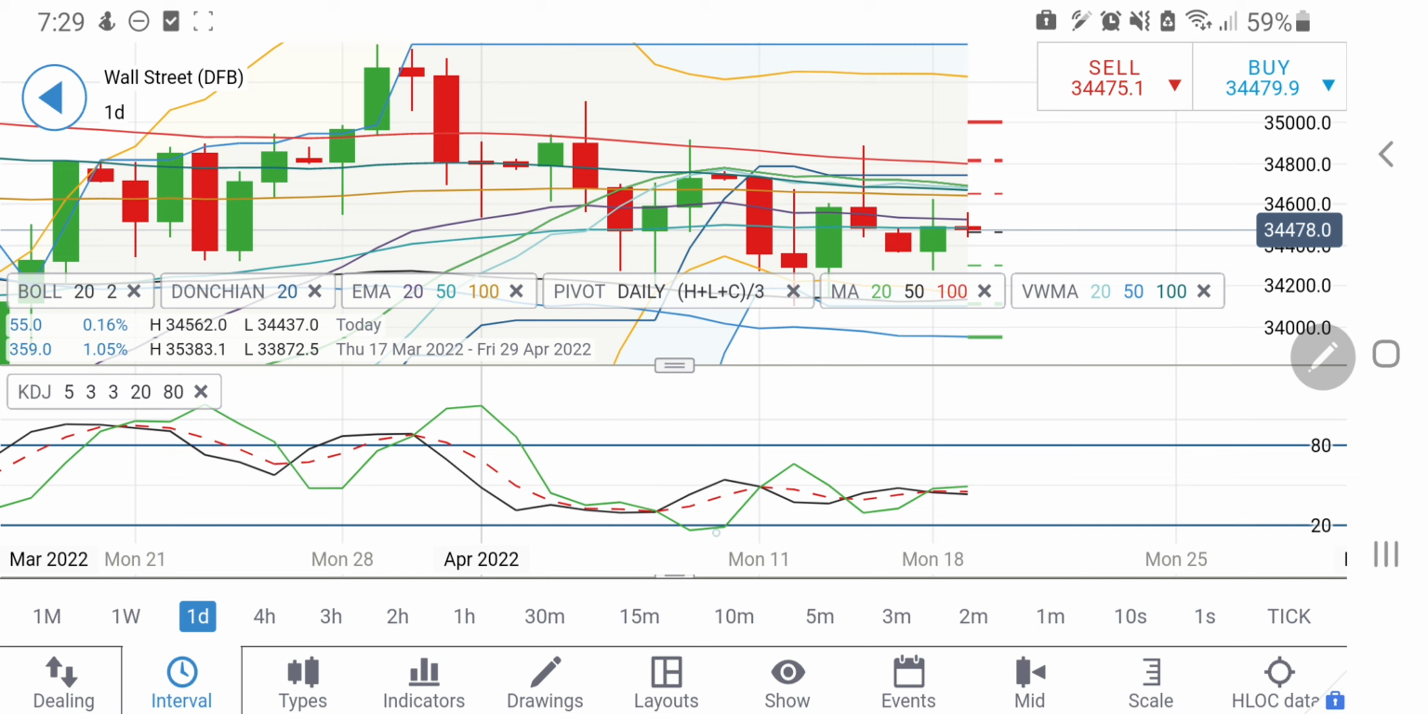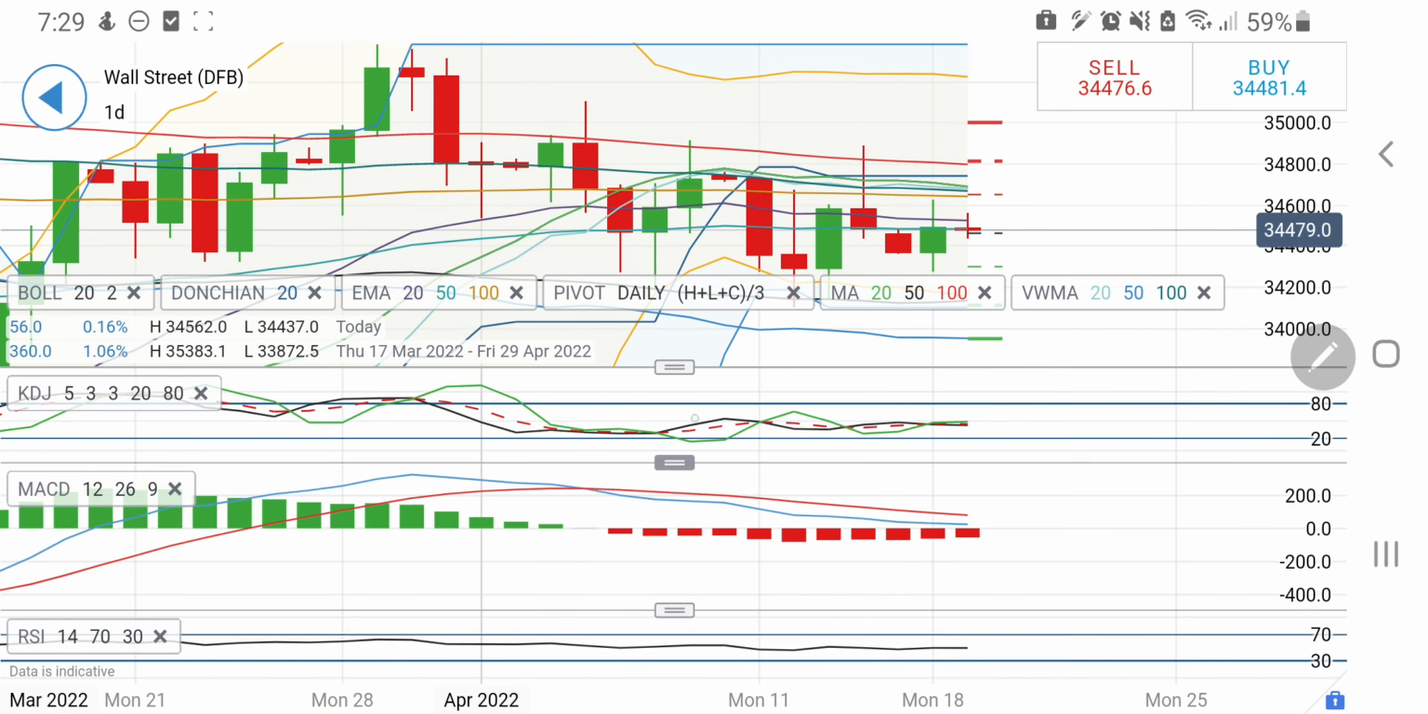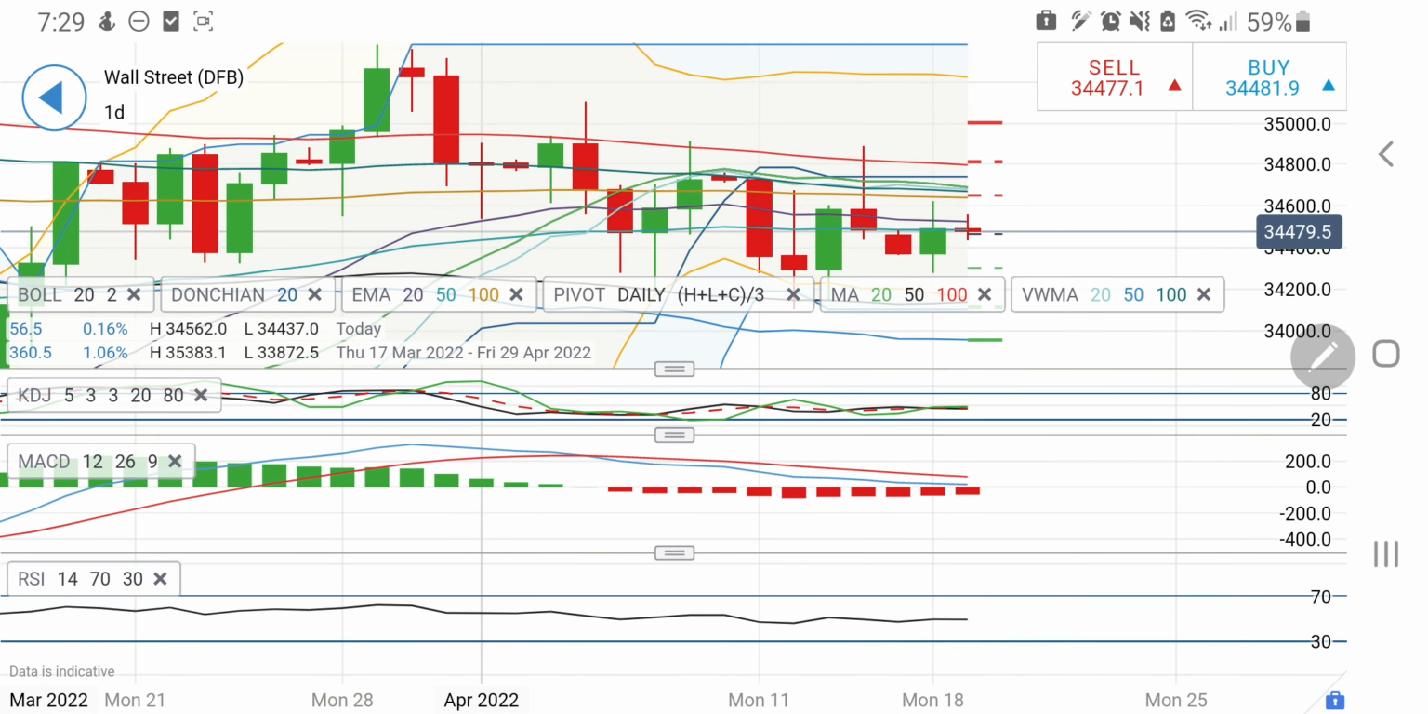So RSI, stochastic not showing anything. MACD is running parallel, trying to converge. So probably yes, you can take a short entry below 34,450. Then the target is towards the 34,400, 370 zone. It may try to hit 34,370 today at any point of time. Even during the US cash session, it may try to achieve this.